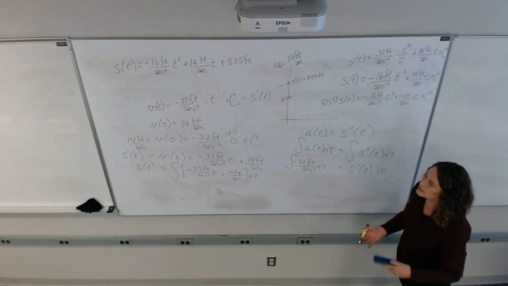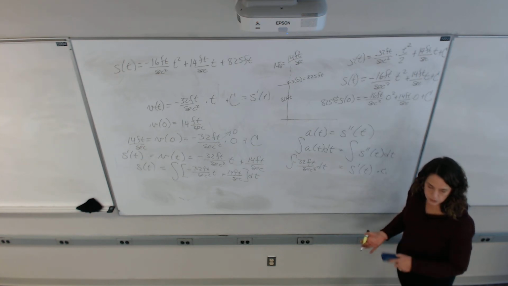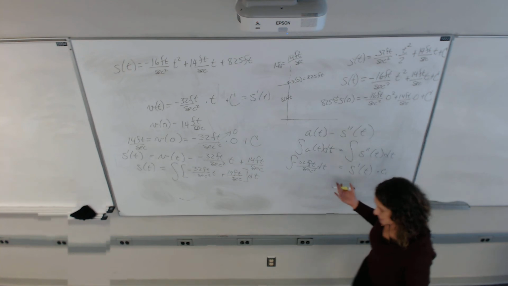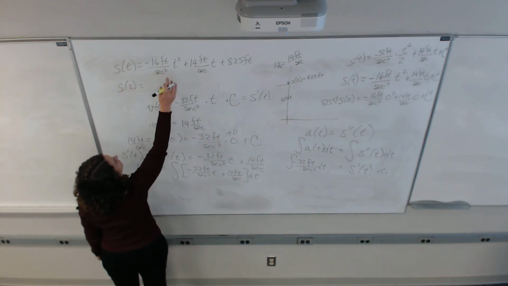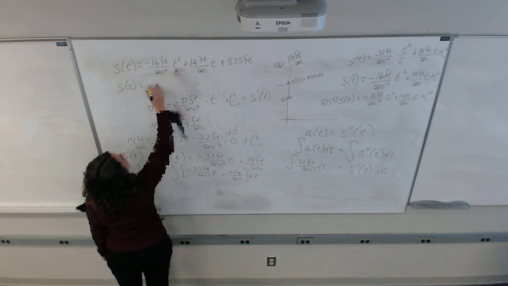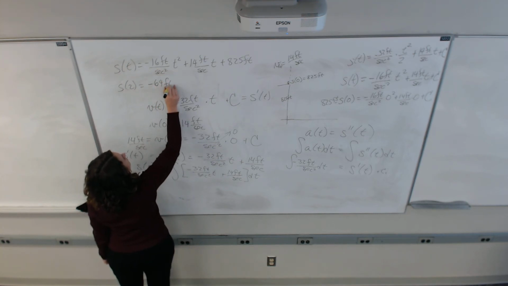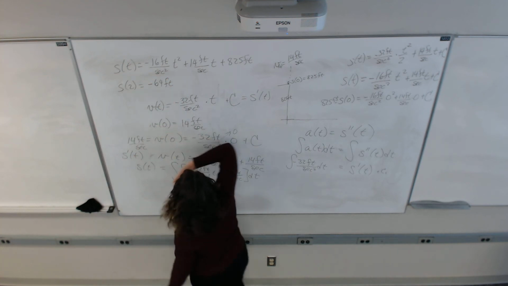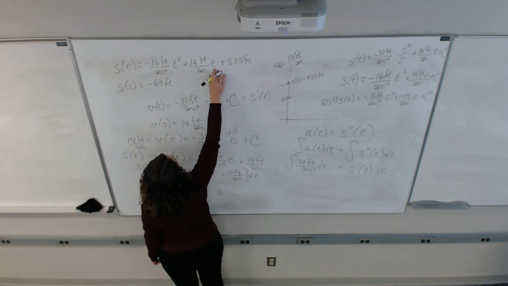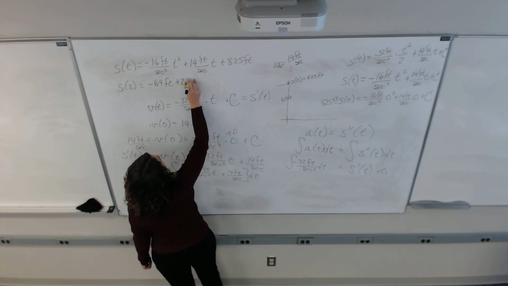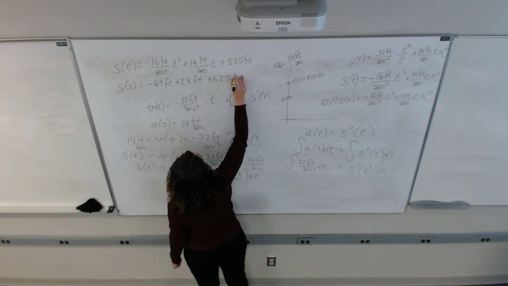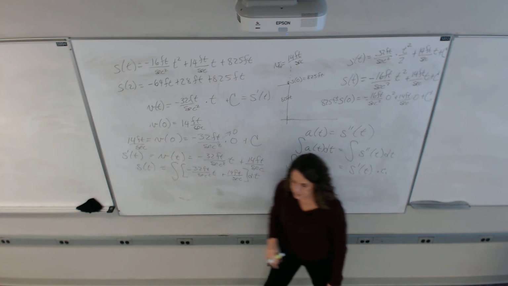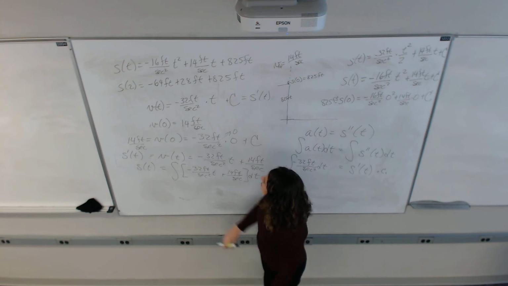Okay? So now if they ask us, where is it at 2 seconds, what would you do? Plug 2 for t. So S of 2 seconds would give you 2 seconds squared is 4, so that's negative 64 feet, because second squares cancel second squared. 2 seconds, that would give me plus 28 feet, and plus 825 feet, whatever that comes out to be. Huge number. It's way up there, right?